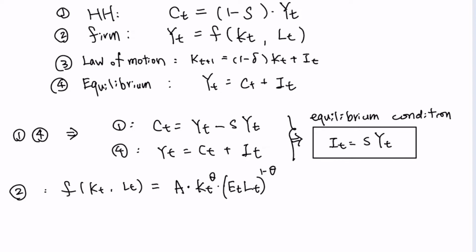Then let's take a look at the second equation. We said that the output is a function of capital and labor. Now we define it explicitly. We say it equals A multiplied by K_t to the power of theta, and then a bracket, E_t L_t, to the power of 1 minus theta. You may ask, what does it mean?